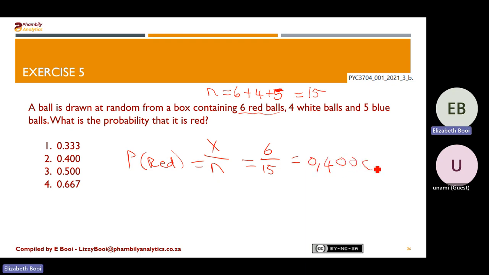And we can just add zeros because they want your answers in 3 decimals. You can just add the other zeros because it doesn't change the number.